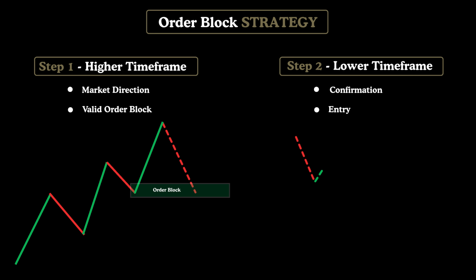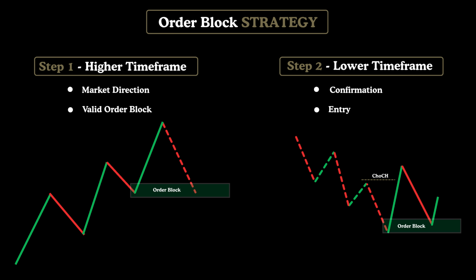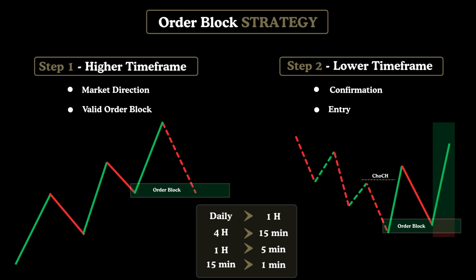When the price comes back to the order block zone, we immediately switch to a lower time frame for confirmation. In the lower time frame, we'll wait for a change in market character. Once the change of character appears, we identify the order block based on the trend and place our entry from there. Remember that the entry time frame should always be at least 2x smaller than the analyzed time frame. For example, if you're analyzing on a 4-hour chart, you use a 15-minute chart for entry.